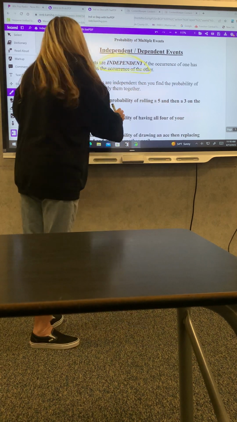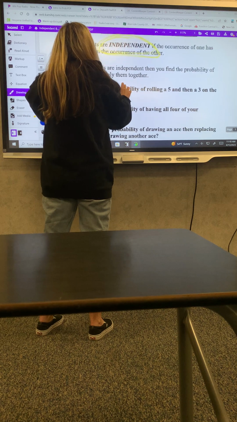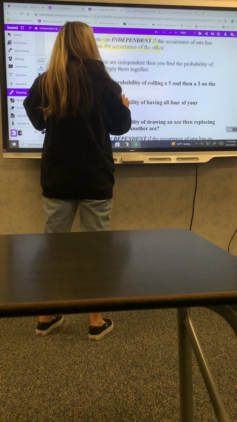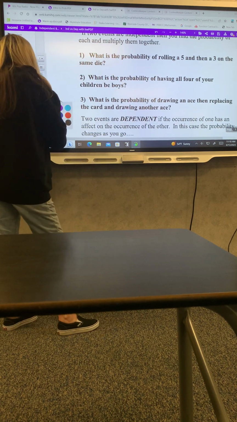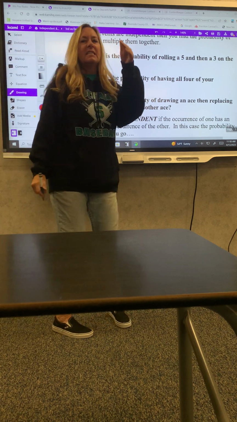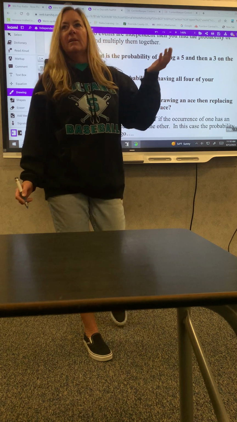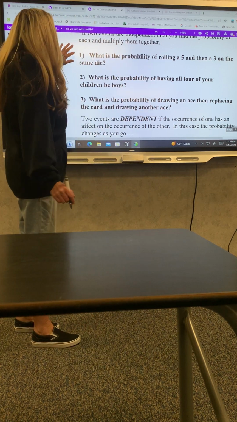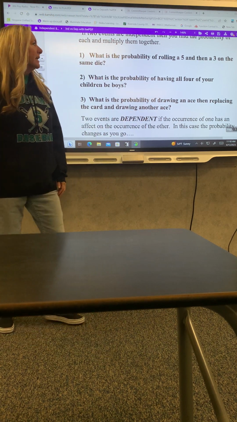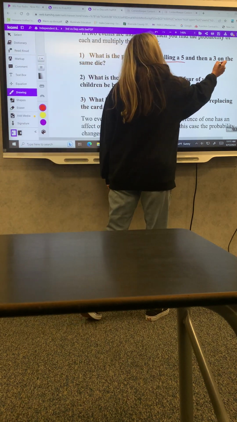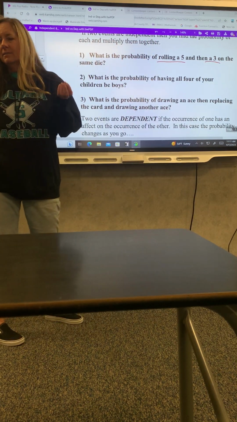So let's talk independent first. The best way to do this is just to read through some examples. And then after I get done going through all the independent, dependent explanation, we're going to go back and calculate the probability so you can see that too. So the first one, number one, it says, what is the probability of rolling a 5 and then a 3 on a die or dice?